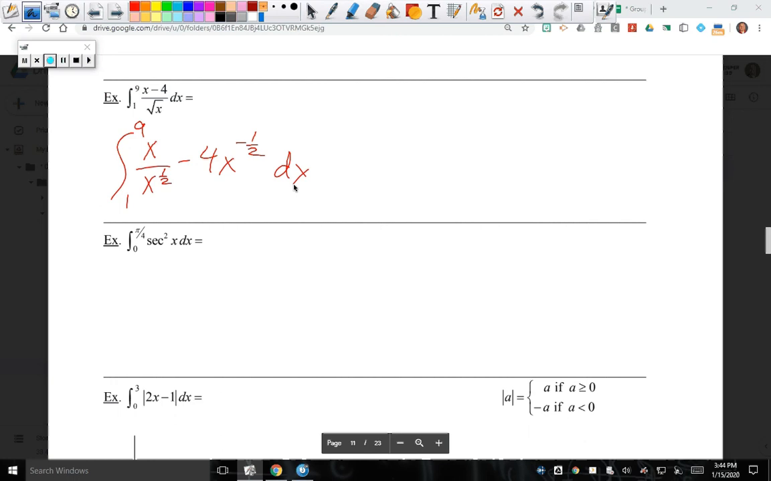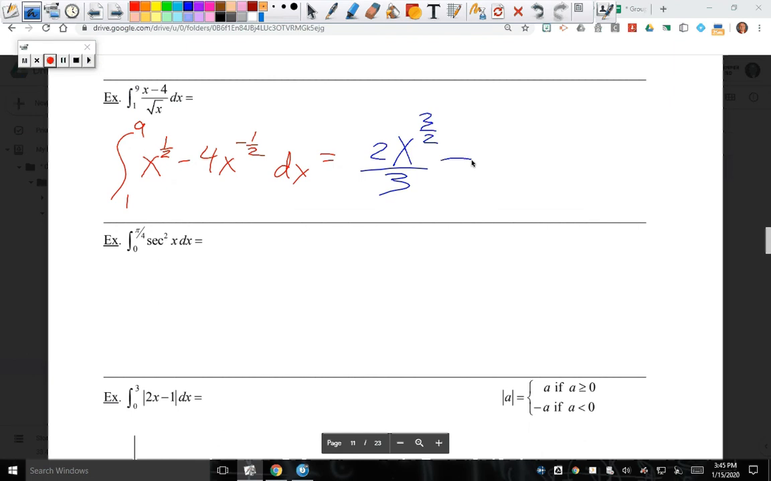What could I simplify that first fraction to? X to the 1/2. It was x to the 1 over x to the 1/2. When I have the same bases, what do I do with their powers? Subtract. Algebra 2 is coming back a lot with a vengeance right now. So x to the 1/2 will become x to the 3/2, times 2/3.